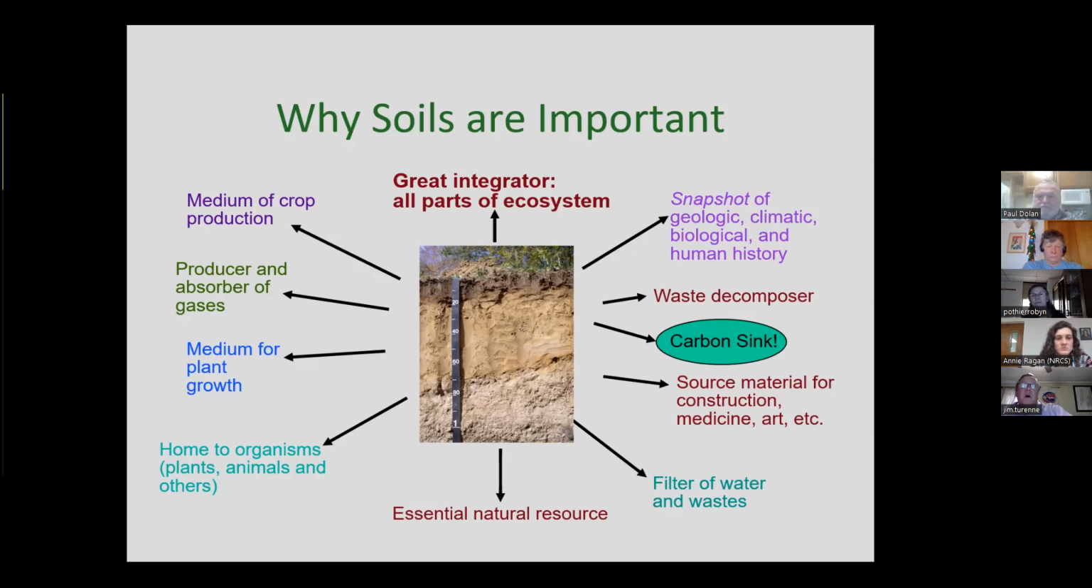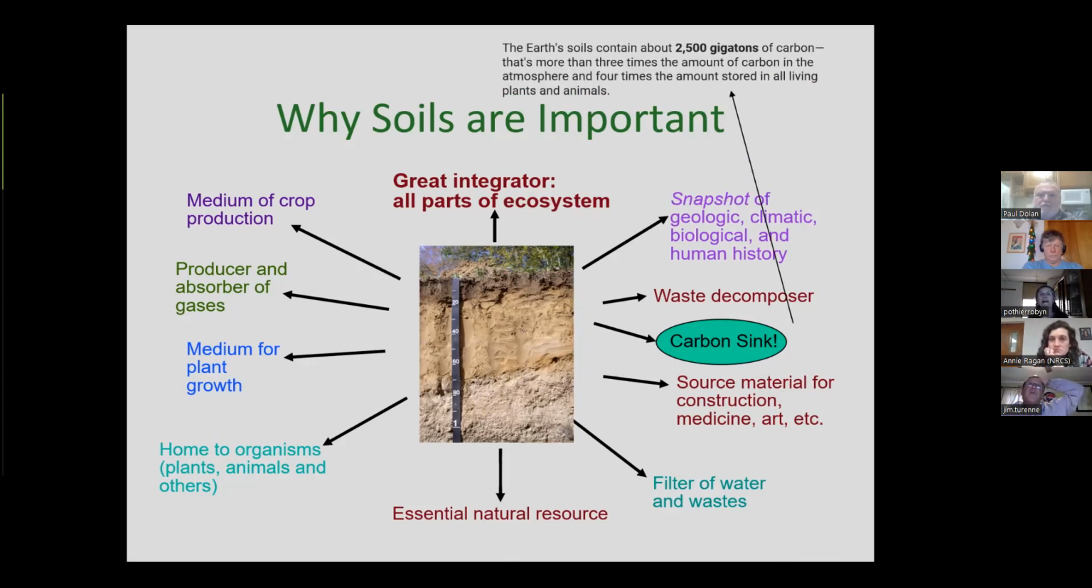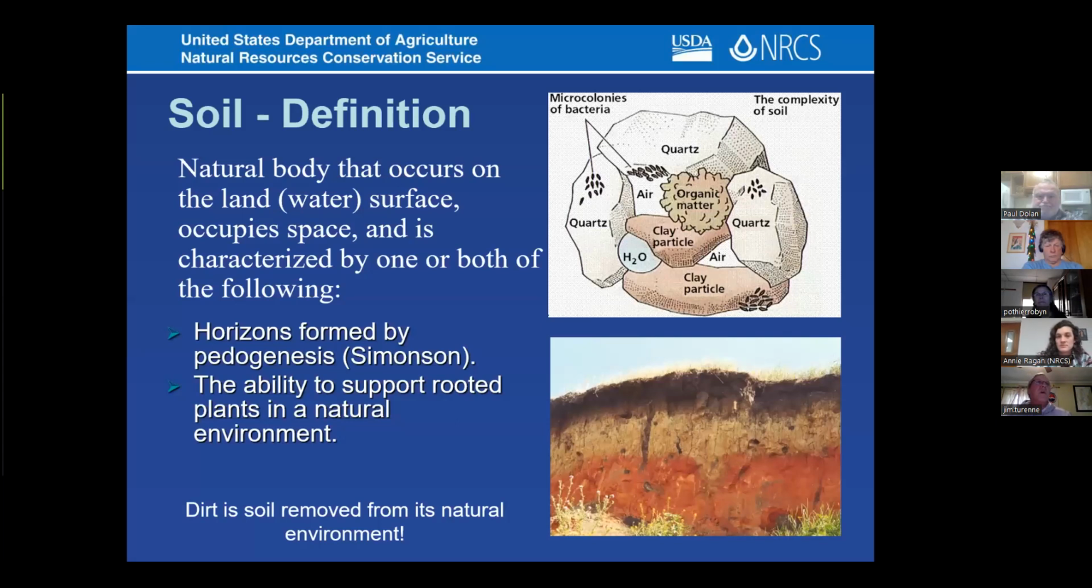Another major use is as a carbon sink. I think I have a slide up here that Earth's soils contain 2,500 gigatons of carbon, more than 3 times the amount of carbon in the atmosphere and 4 times the amount stored in living plants and animals. So it's a major carbon sink for keeping the carbon from going into carbon dioxide and causing things to warm up, as they have been pretty rapidly.